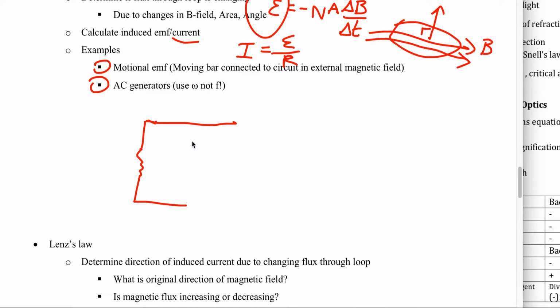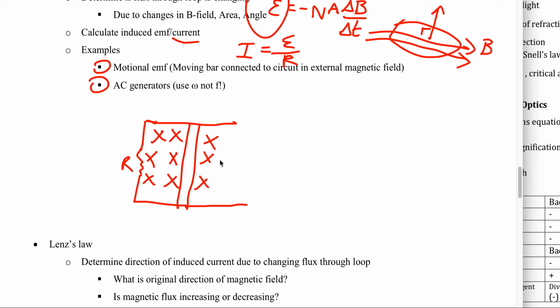The motional EMF is whenever you see this bar that is moving and is connected to this external circuit, and there's a resistor here, and there's some kind of magnetic field here. It can be into the page or out of the page. I'm drawing the magnetic field into the page here. And then the bar is either moving to the left or to the right. When you have this kind of situation, it's called motional EMF, and what we care about is this loop here. A loop doesn't have to be circular, it can be rectangular.